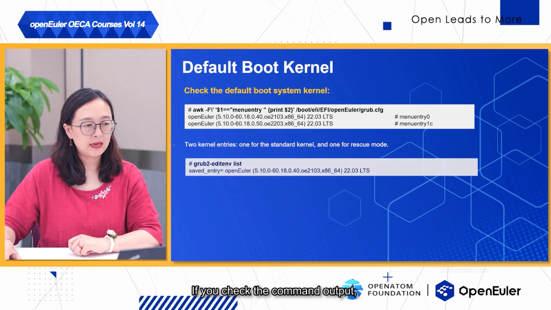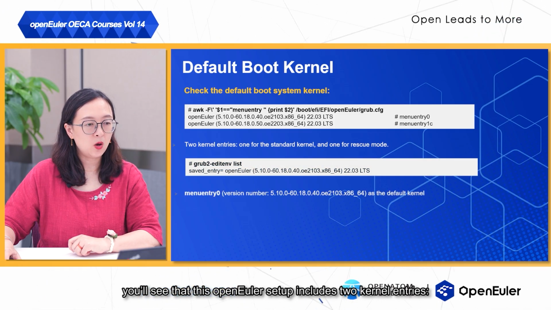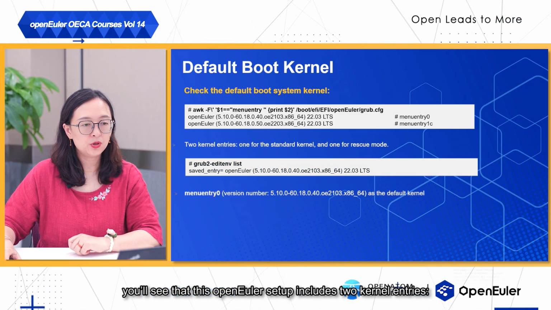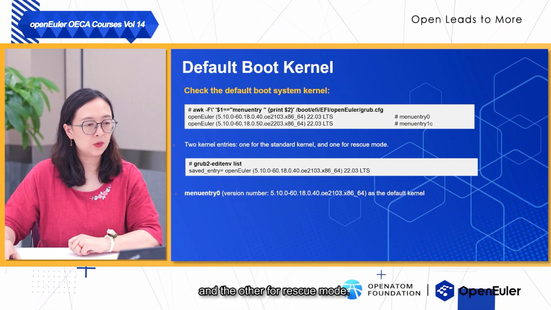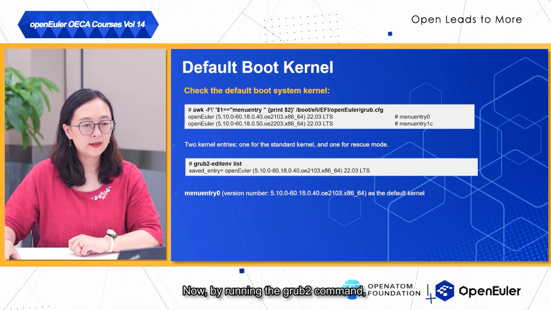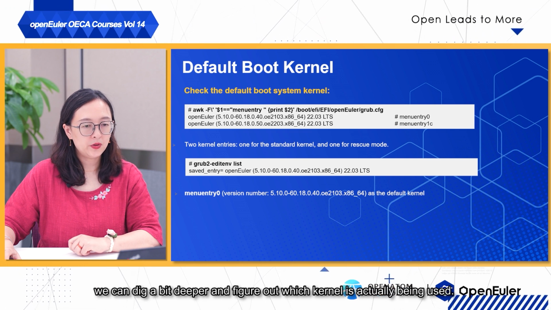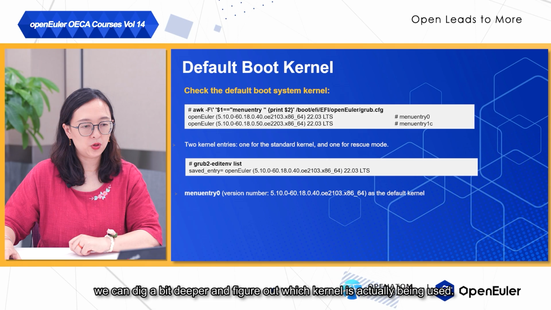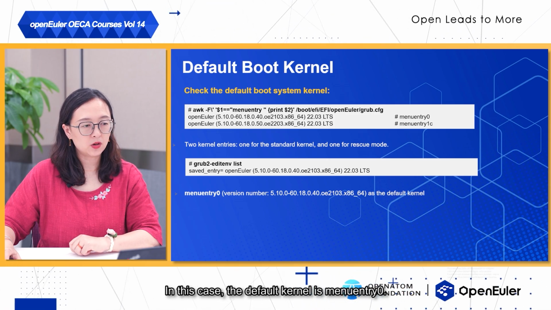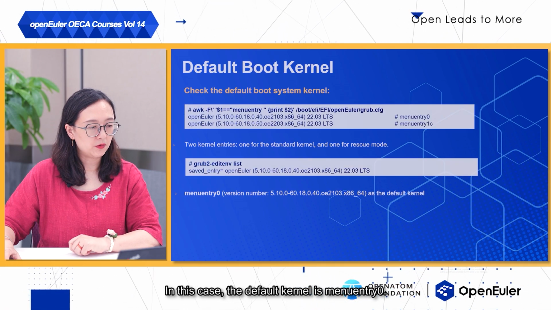If you check the command output, you will see that this openEuler setup includes 2 kernel entries, one for the standard kernel and the other for rescue mode. Now, by running the grub2 command, you can dig a bit deeper and figure out which kernel is actually being used. In this case, the default kernel is menu entry 0.